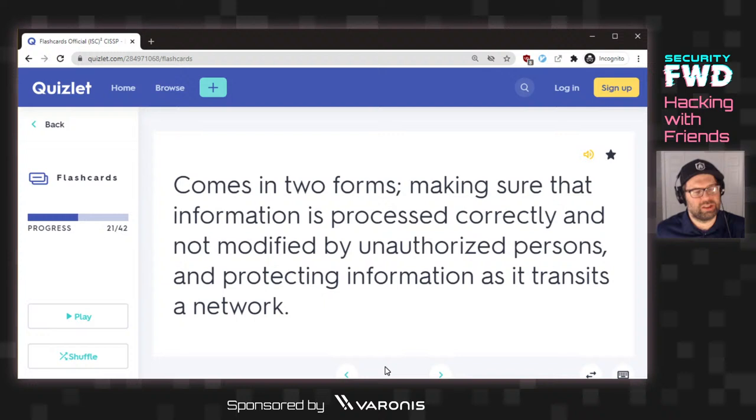Making sure the information is processed correctly and not modified by unauthorized persons, and protecting information as it transits a network. I still feel like my example of the database from the other question was okay. I mean, that's certainly integrity. And I guess that's this. I guess that's processed correctly in the very abstract way that the CISSP views these things. That would be a processing issue. But I didn't really think about the transit issue, but that makes sense as well.